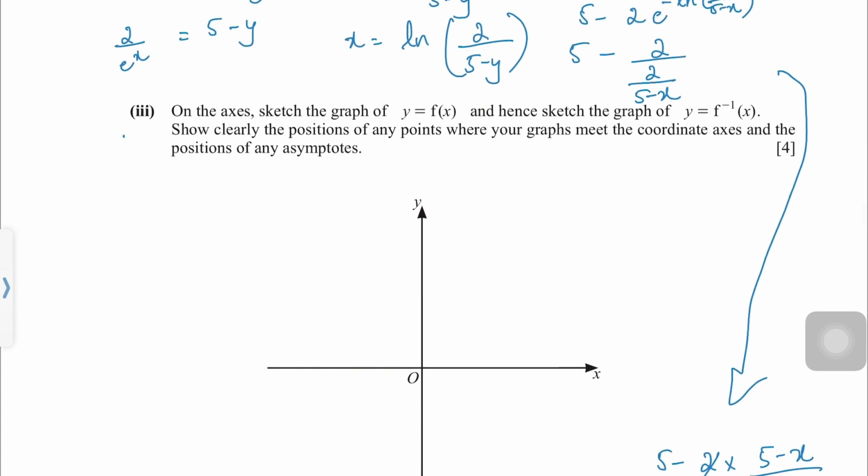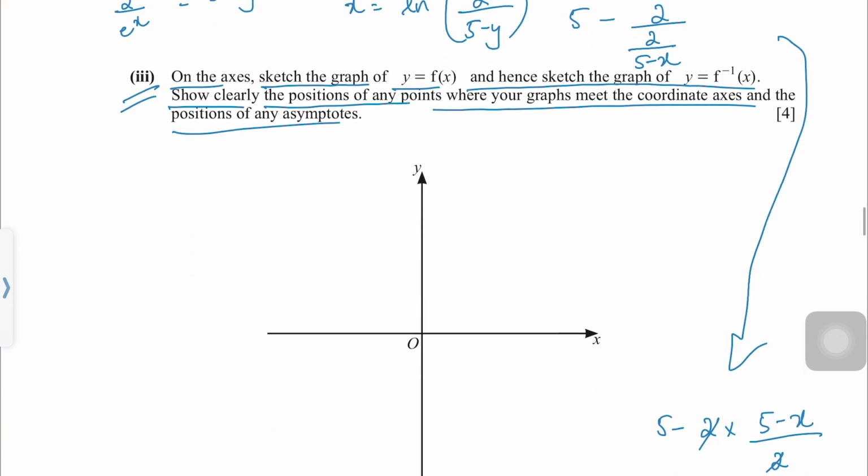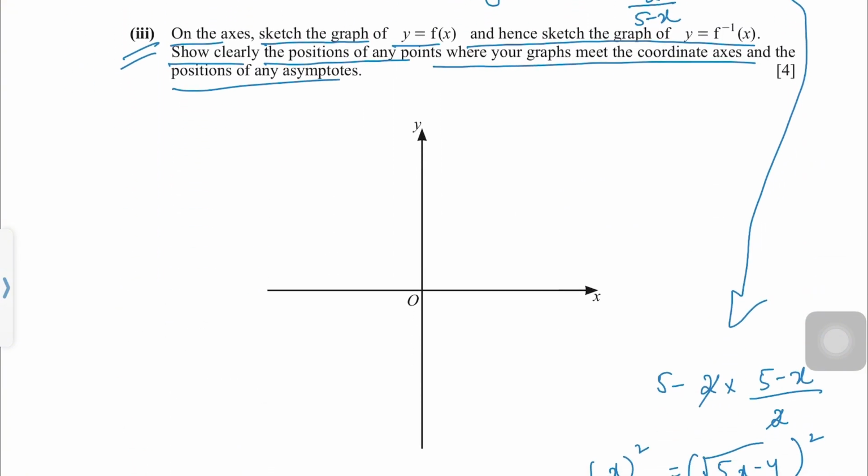Now let's come on to part 3. On the axis, sketch the graph of y equals f of x and hence sketch the graph of y equals f inverse x. Show clearly the positions of any points where your graph meets the coordinate axes and the positions of any asymptotes. For asymptotes, we already know that this would remain 3 till 5. For f of x, the range would be 3 till 5, and for f inverse x, the domain would be 3 till 5.